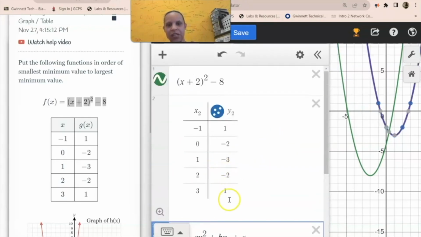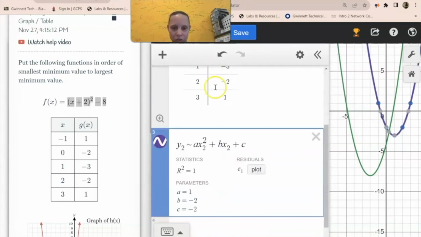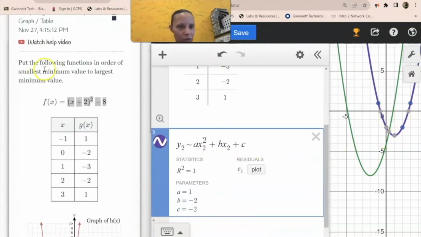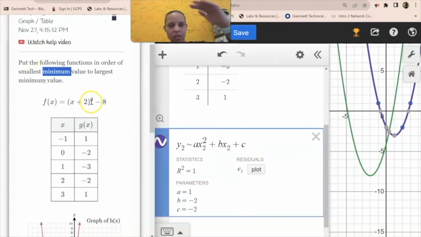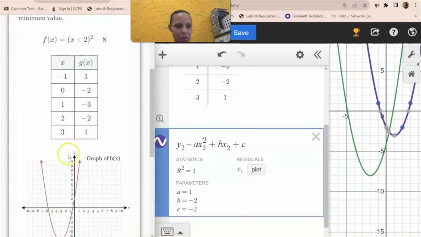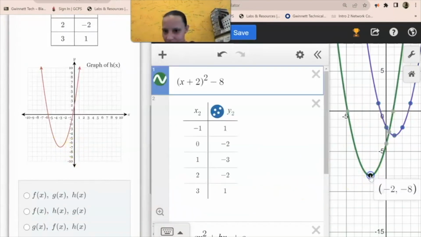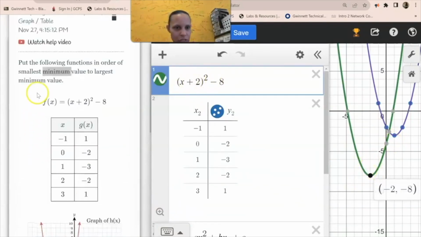So 2, because you're telling it, go look at this table, right? So 2, so that's the purple one, and then the last one is right here. And what are we looking for? Minimum values? Okay, cool. So the one that's the furthest down is the minimum value. So let's see. This one's -7. This one is -8. So this one wins. Green wins, which is this vertex form, which is f of x.